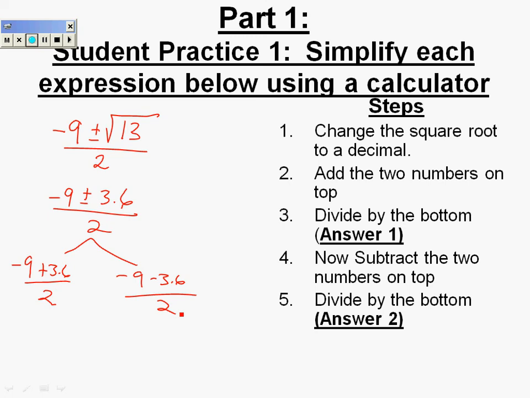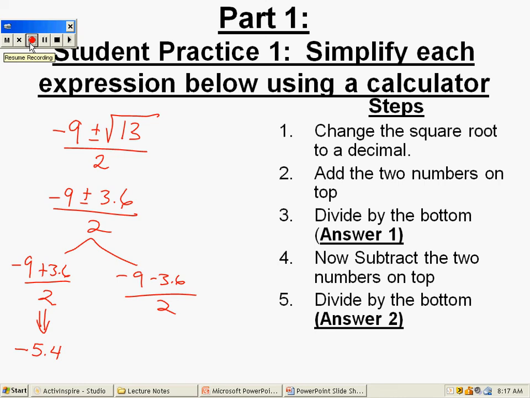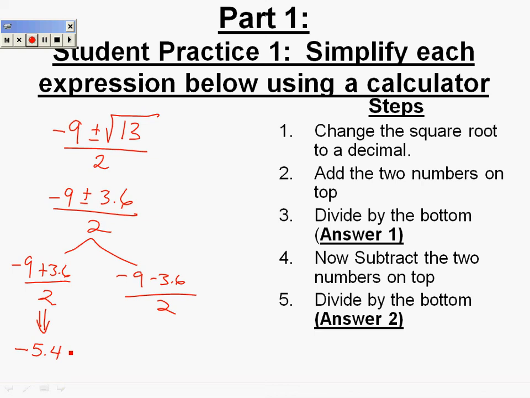Okay. And Alex, what did we get when we did negative 9 plus 3.6 divided by 2? Negative 5.4. Are we agreeing with that, guys? Okay. So negative 9 plus 3.6 is negative 5.4. Divided by 2, though, will give us negative 2.7.